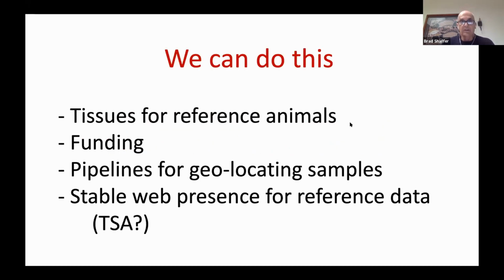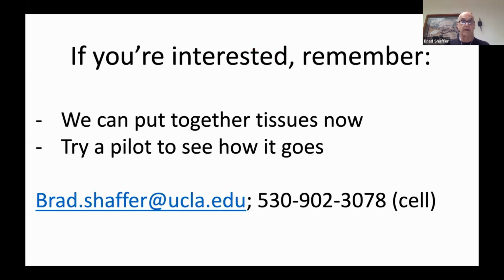And what I just want to say here is that we can do this. This is something that we're doing right now for Western pond turtles. It's something that we can do. We need tissues. We do need some funding. We need to establish pipelines for geolocating those samples, putting them back out on the reference landscape. And we're developing those pipelines, which will hopefully be generalizable, right now for the Western pond turtle. And we need a stable web presence to support some of this reference material. And I'm thinking the TSA might be a good home for that.